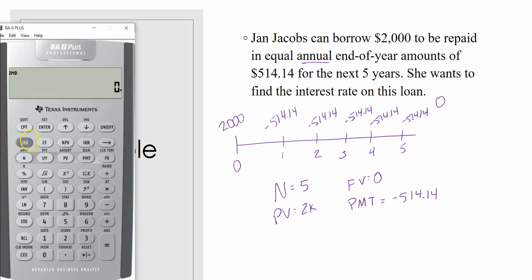Okay, so I'm going to clear my time value of money. We have 5 years, borrowed 2,000, paid it back at $514.14 a year. We have a $0 balance at the end of the 5th year. Let's compute our interest rate. We have a 9% interest rate on this loan.